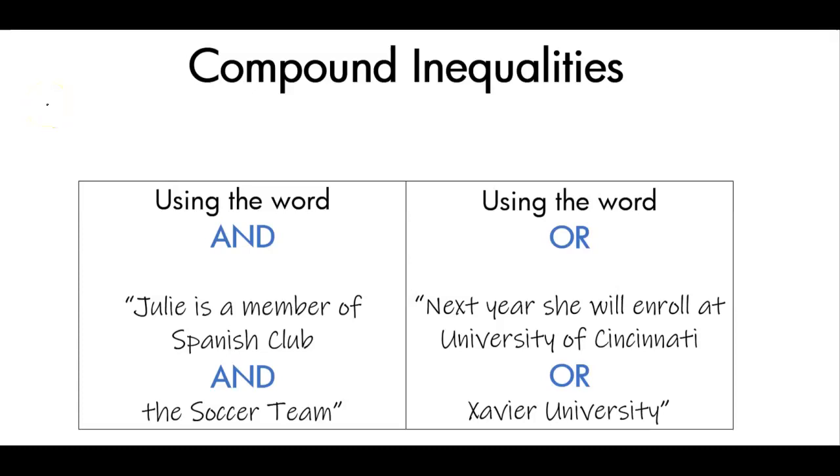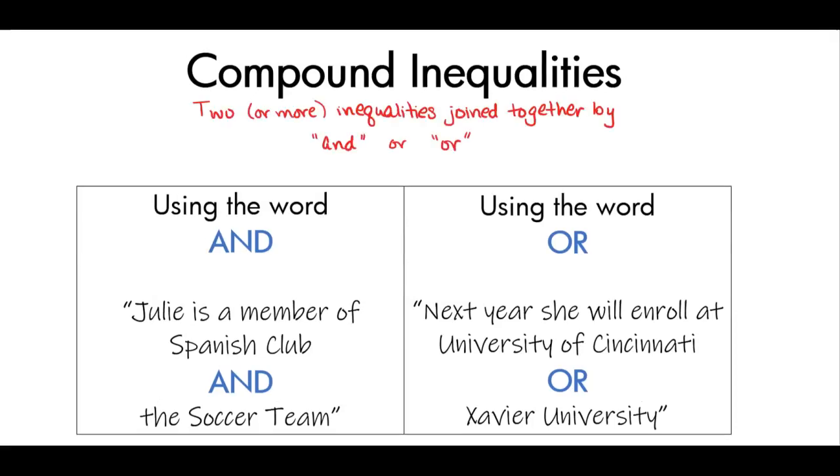A compound inequality is when you take two different inequalities and put them together with either the word "and" or the word "or." Now these words work the same in compound inequalities as they do in just the English language. One of them requires you to be doing two different things, and one of them is sort of a choice between two different things. So let's look at using the word "and."